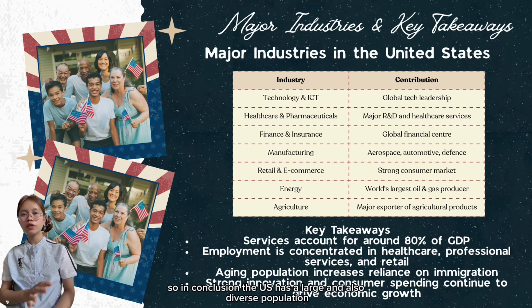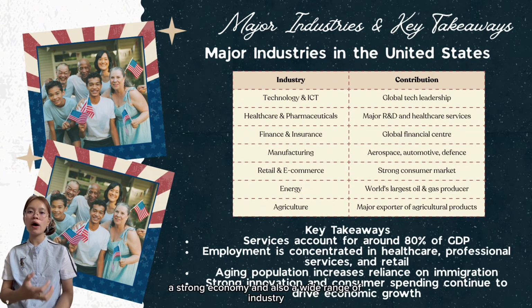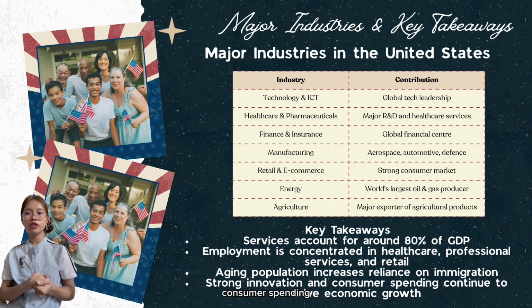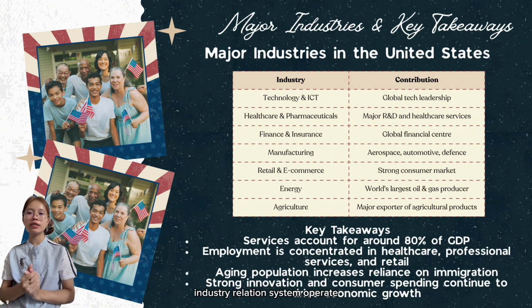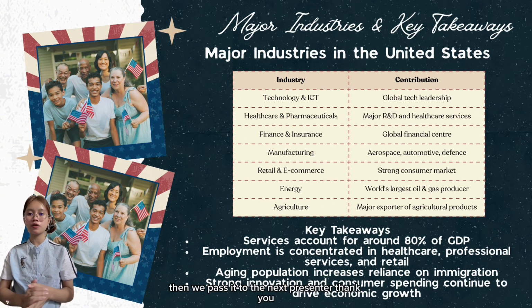So in conclusion, the US has a large and also diverse population, a strong economy and also a wide range of industry. Consumer spending, technology and also energy continue to support economic growth. So this economy and also demographic factor also influence how the country's industrial relation system operates. So that's all from my part, then I will pass it to the next presenter.